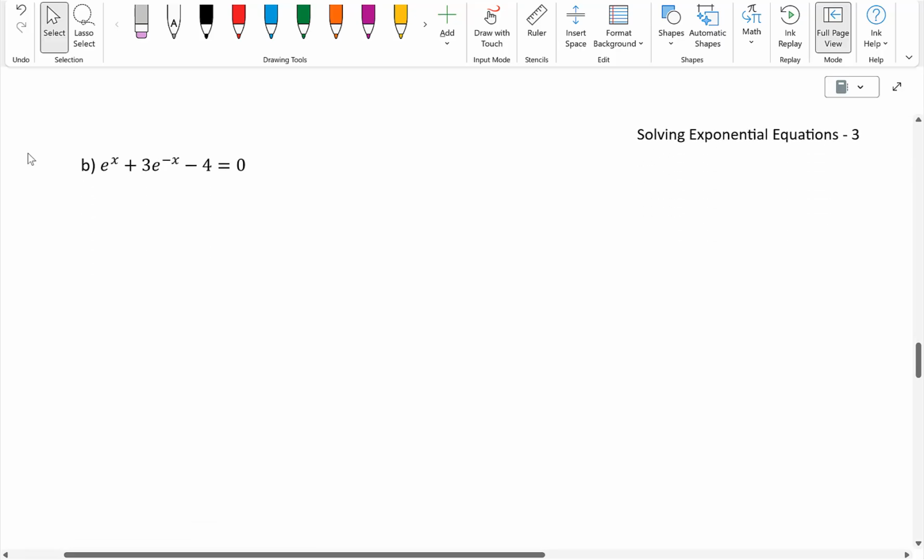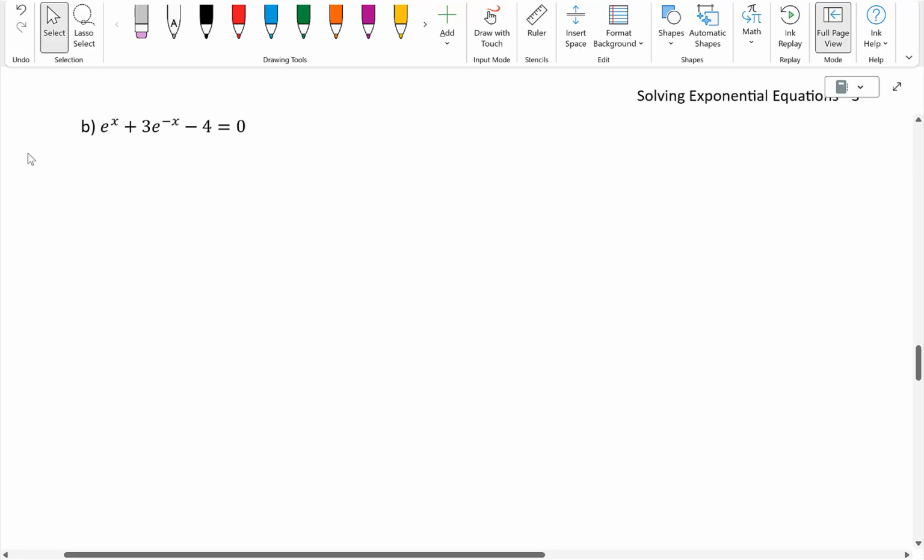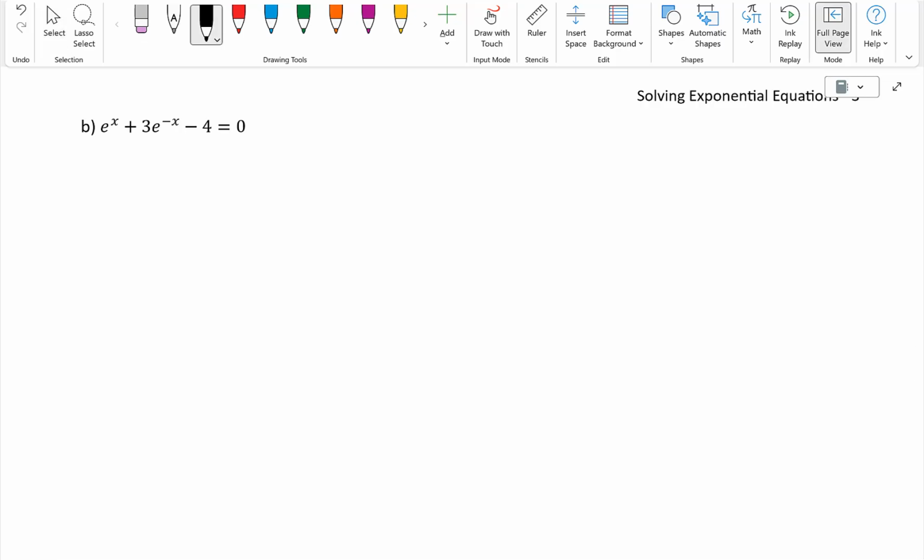For b, we have e to the x plus 3e to the minus x minus 4 equals 0. You can rewrite it first if you want to see where that e to the minus x is, right? It goes in the denominator of its term with that exponent rule for the negative power there. And then we can multiply both sides by e to the x.